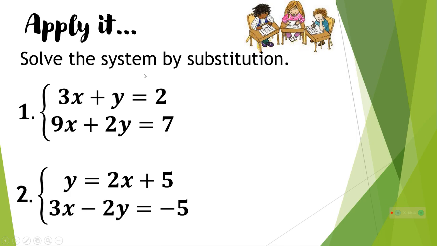So I have here, apply it. Solve the system by substitution. Okay? So if you have free time, try to solve this by the substitution method, and if you want to know if your answer is correct, just send me a picture of your solution so that you can make sure your answer is correct.